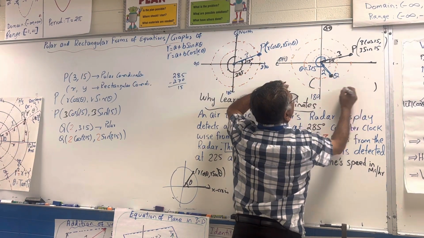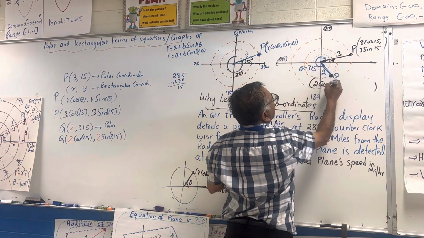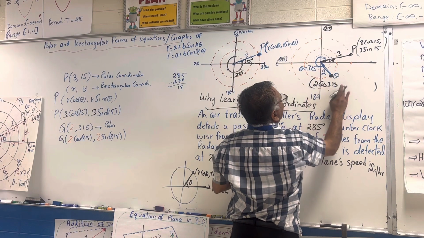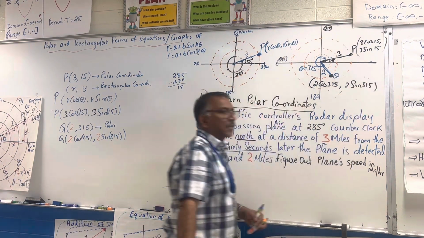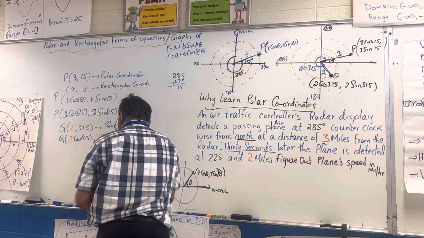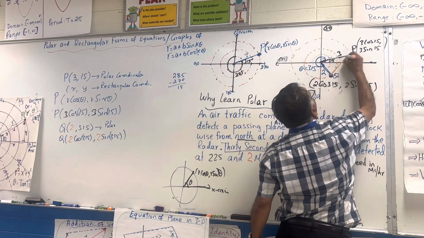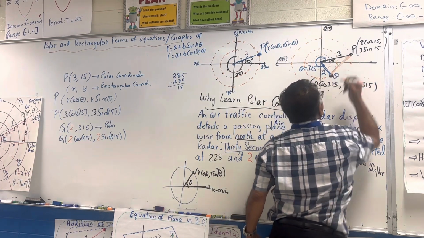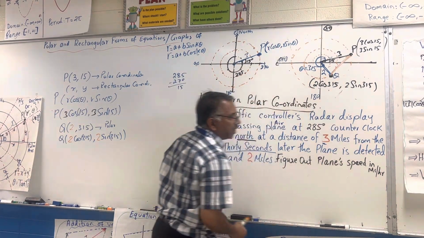So if I want to write this other point, this is 2, right? So it is 2 cosine, now it is 315, and 2 sine of 315. Okay, so then we need to write how far away this point is from P. We want to know how much this distance is. The question here is to figure out the plane speed in miles per hour.